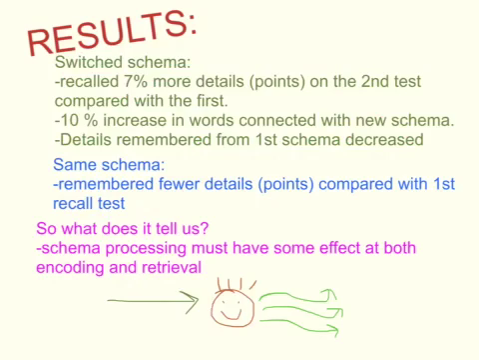Let's see. One last thing is that the details remembered from the first schema decreased with the second schema, with the switch. If you had the same schema for the second recall test, you just remembered fewer details compared with the first recall test in general. So who cares? Why does it matter? Well, it doesn't prove, but it really strongly supports the idea that schema processing affects us both at the encoding stage, when we're putting information into our memories, and at the retrieval stage, when we're trying to recall that information later on.